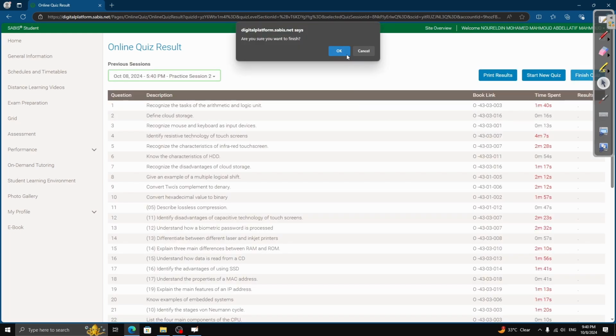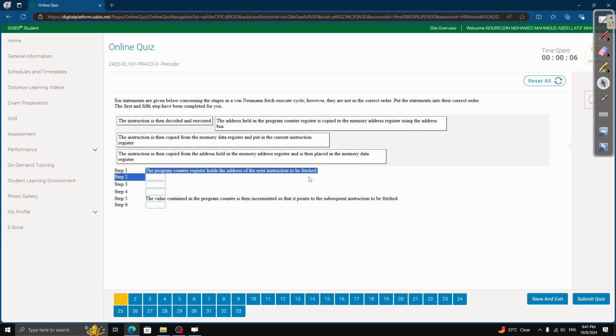Okay, this one you need to memorize the von Neumann architecture. The program counter holds the address of the next instruction to be fetched. Yes. After this, it's supposed to be copied into the memory address register. The address held in the program counter is copied to the memory address register, then using the address bus, it sends a signal to the address stored in the MAR to get the data inside that location. And so the instruction is then copied from the address held in the memory address register and is then placed in the memory data register.